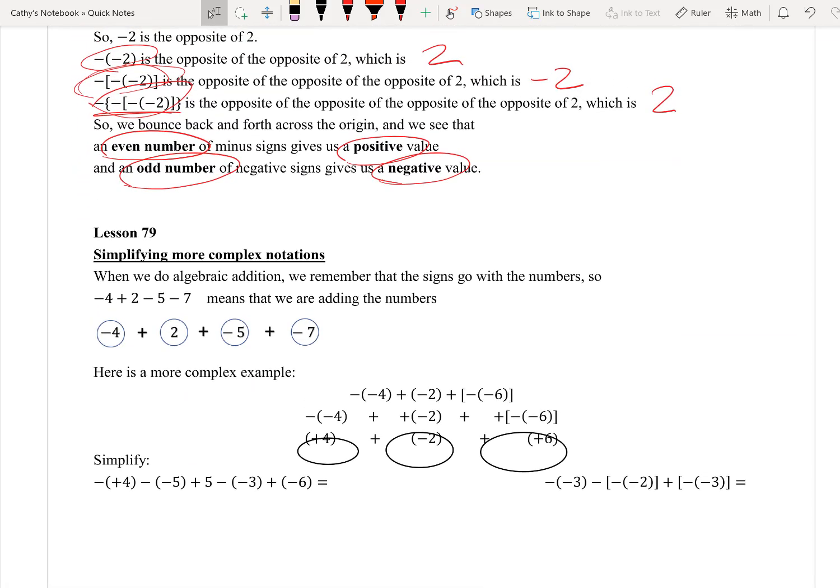All right, lesson 79, simplifying more complex notations. Remember, when we do algebraic addition, we are just taking all the numbers we have, adding them all together, making sure to put the correct sign to the left of each number. So whatever sign is there in front of that number, that's the sign that number gets.